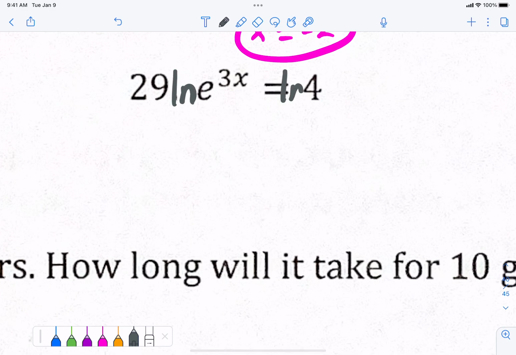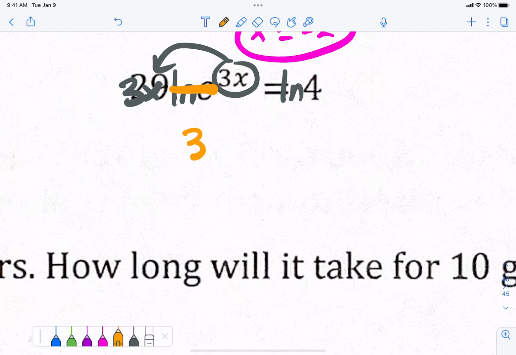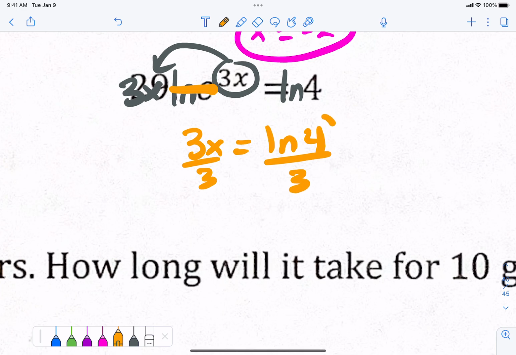Okay, so ln. Now the 3x technically comes down in front. So we've got 3x times ln e. But what happens to ln e? It turns to 1 and goes away. 3x equals ln 4. Divide by 3. Now make sure when you take ln 4 divided by 3, you close the parentheses after the 4, because you're only taking ln of 4. Then you're taking that whole thing divided by 3.